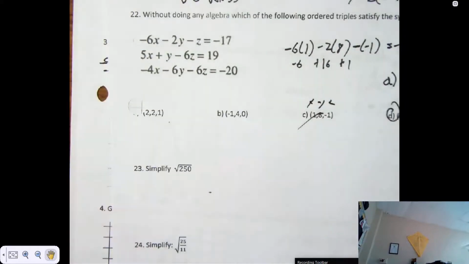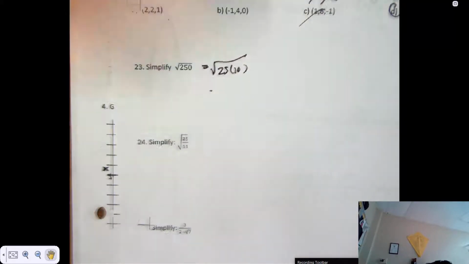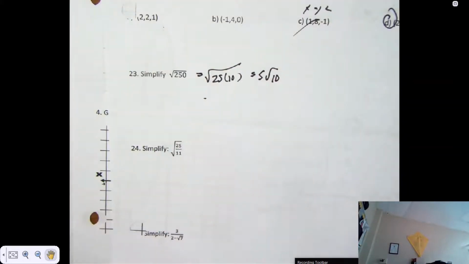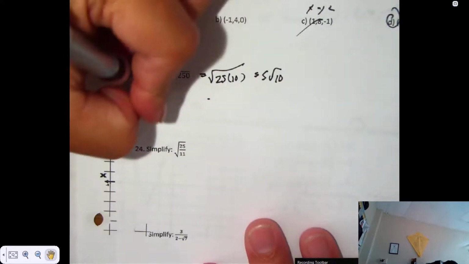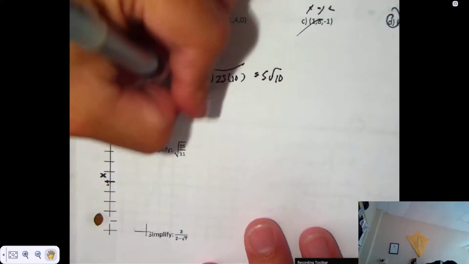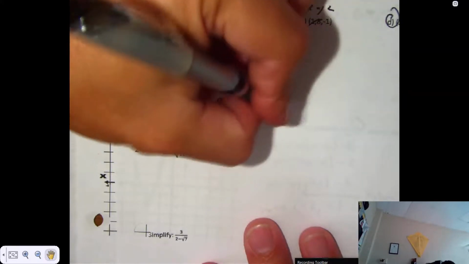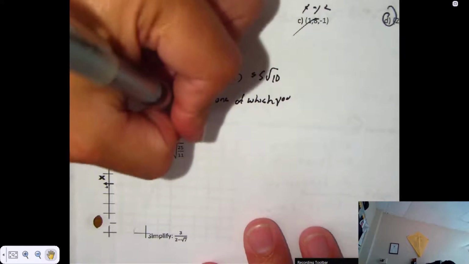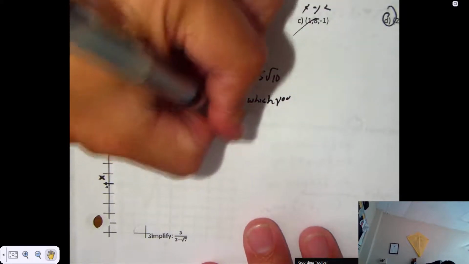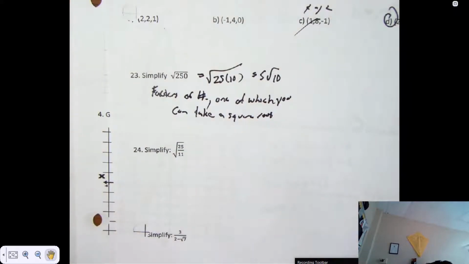Then we have some radical simplifications. This is where you use your break apart rules. 250 is 25 times 10. The root of 25 is 5, so 5 roots of 10. Now, I picked on 25 and 10 because I knew the square root of 25. That's what you do. You find the factors of the number, one of which you can take a square root. And the deal is it's got to go big or go home.